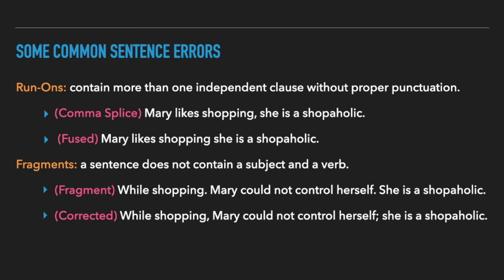Now, one problem with the fused sentence is that sometimes students hear that there's something wrong, so they put a comma there, but they haven't quite solved the problem. It's still a run-on, it just changed from a fused sentence to a comma splice. So remember to put a comma and a coordinating conjunction, one of the fanboys, or to put a semicolon, or to make one side dependent.